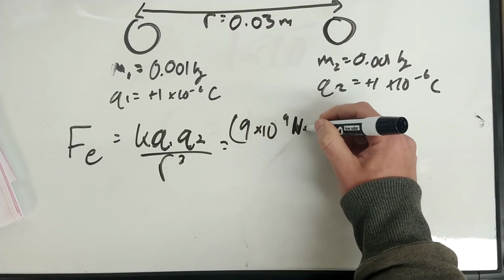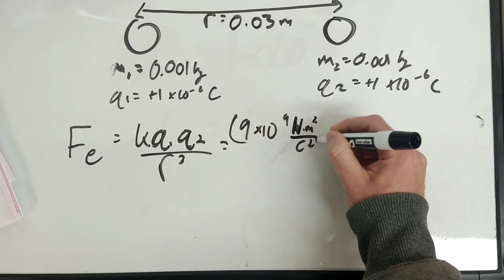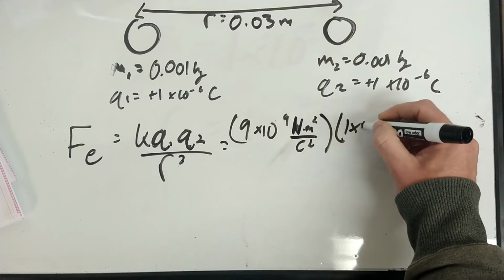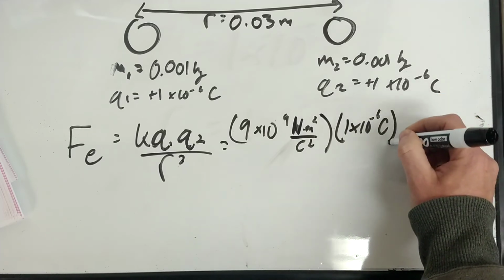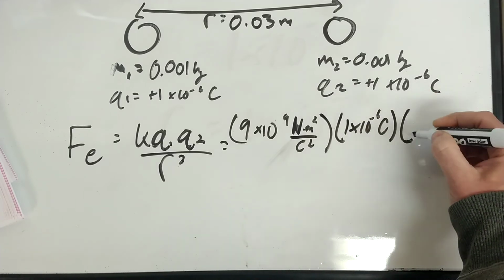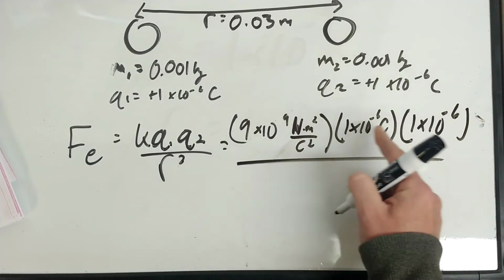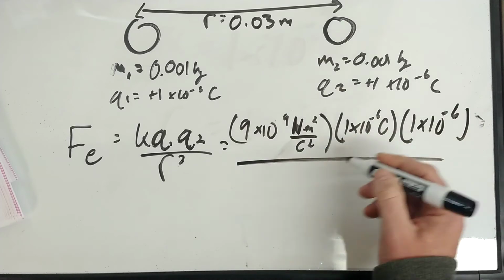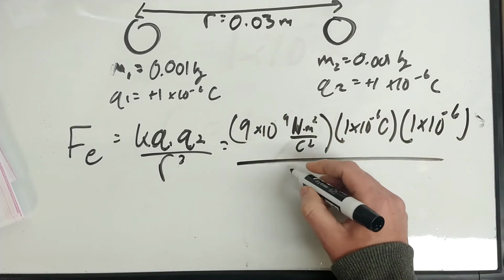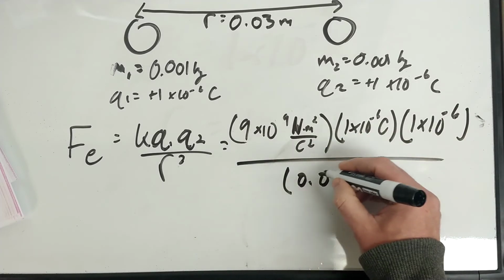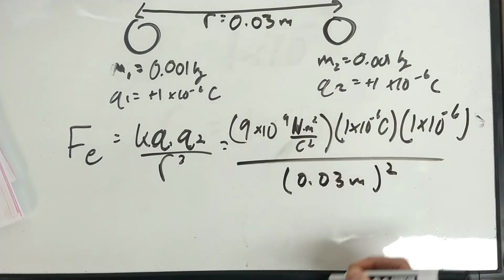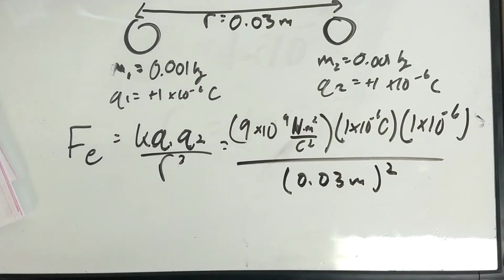Newtons times meters squared per coulomb squared, times 1 times 10 to the negative 6 coulombs. Now I could just square it because they're the same, but I'm not going to. 1 times 10 to the negative 6. Notice I'm not putting the sign on these two charges. I'm just putting them in like this, divided by the distance between the centers squared, 0.03 meters squared. Now we have to put this all into the calculator.